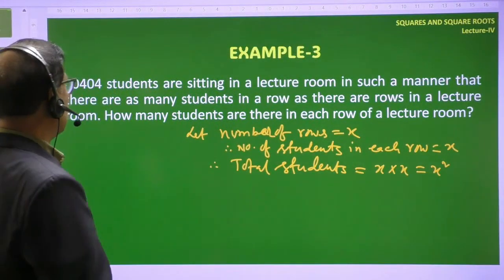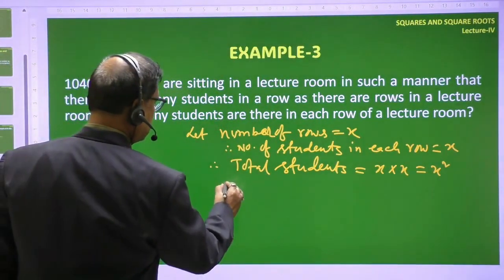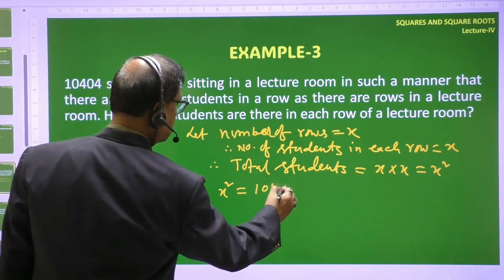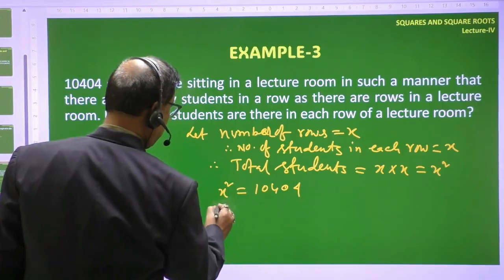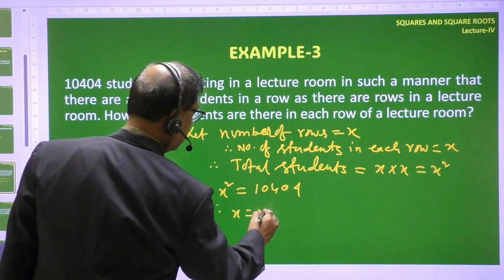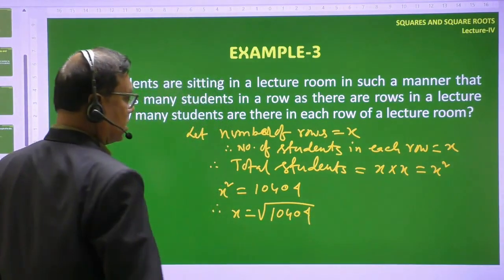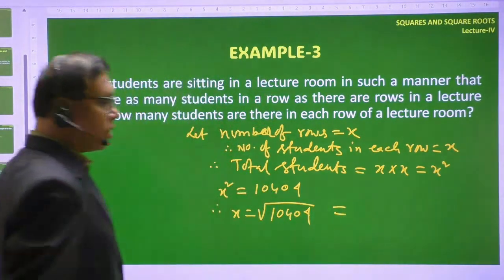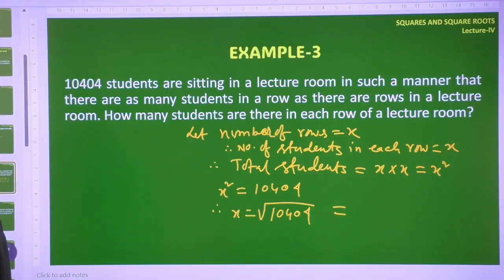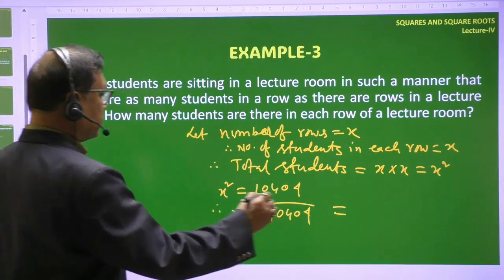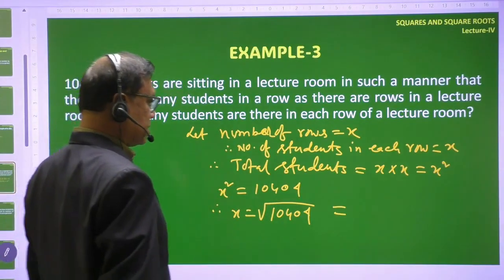But we already know the number of students. So x square equals 10404. From here, to know the value of x, we have to find the square root value of this number. So what will be the square root value? We can follow the division method.